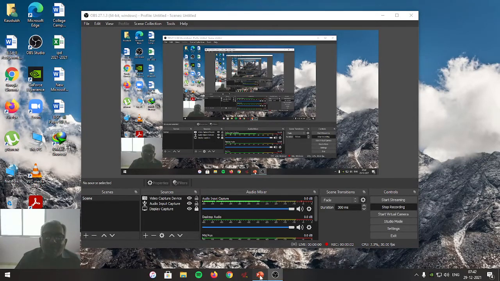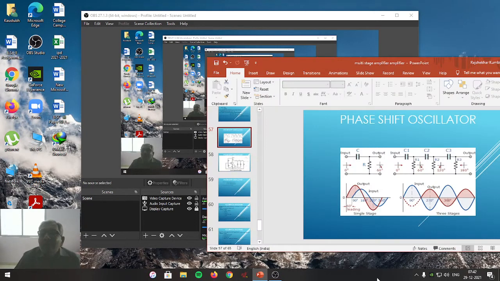So friends, in yesterday's lecture, we studied one of the RC oscillators that generates the frequency in audio frequency range, known as Wien's bridge oscillator. We derived the formula for its frequency, that is f is equal to 1 upon 2 pi RC.